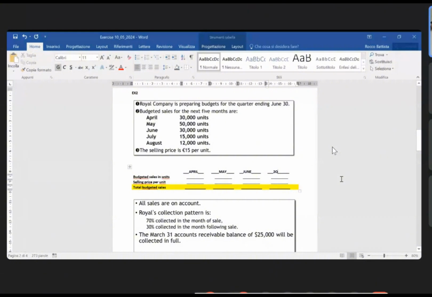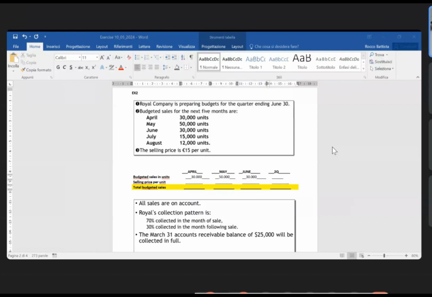The first quarter is January, February, March. Second, April, May, June. Budget sales in units. You have all your budget here and the selling price here. So very easy. Let's put the quantity we are interested in: 30,000, 50,000, 30,000.